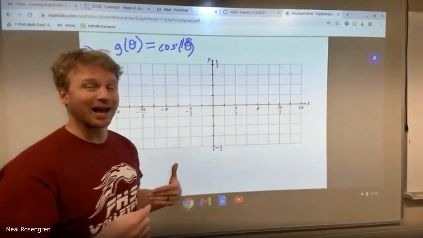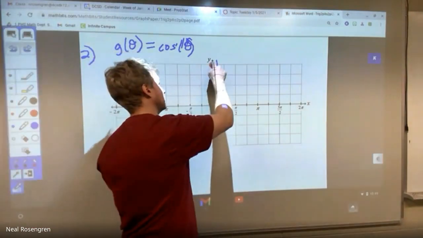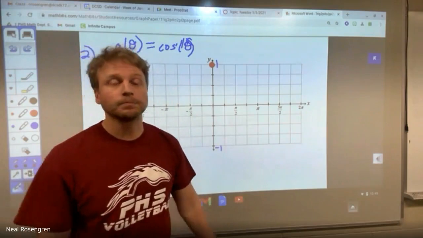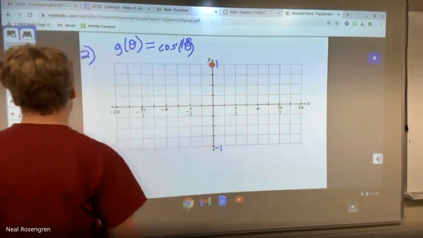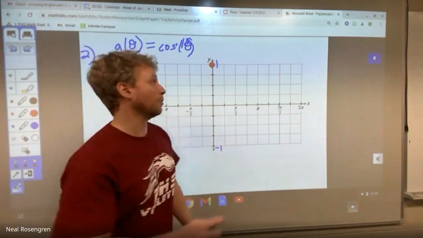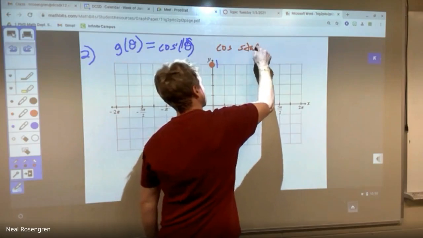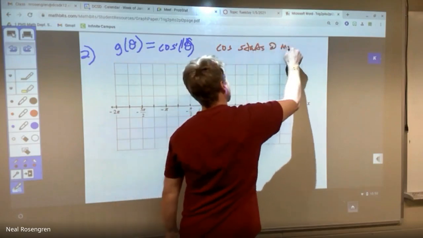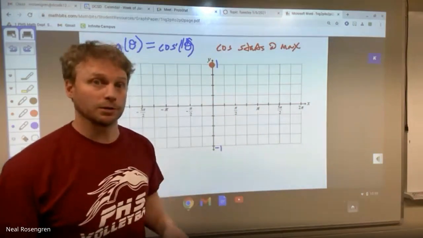So when I look at the x value at 0 degrees, 0 radians, the x value is 1. Okay, like I said, sine starts at the midline. I'm going to even write this down because I think it's so important. Cosine starts at its maximum. Okay, and that's going to be really helpful for us in the future.